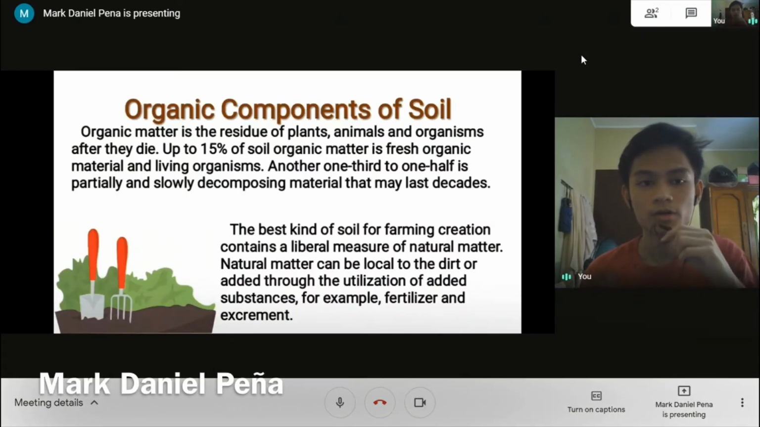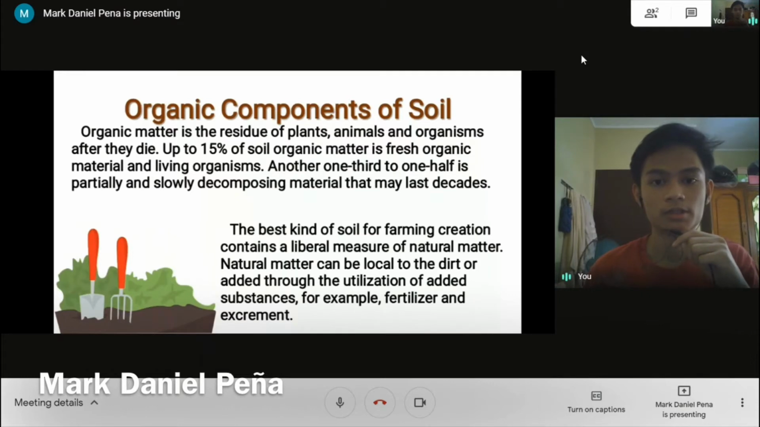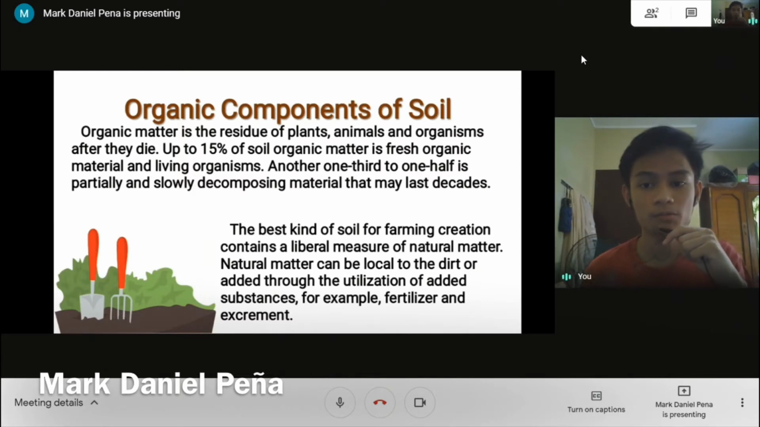Now we will talk about the organic components of the soil. As stated above, the soil is composed of 5% organic matter, and it is the residue of plants, animals, and organisms after they die. These dead organisms will undergo the process of decomposition, and up to 15% of soil organic matter is fresh organic material and living organisms. Another one third to one half is partially and slowly decomposing material that may last decades.